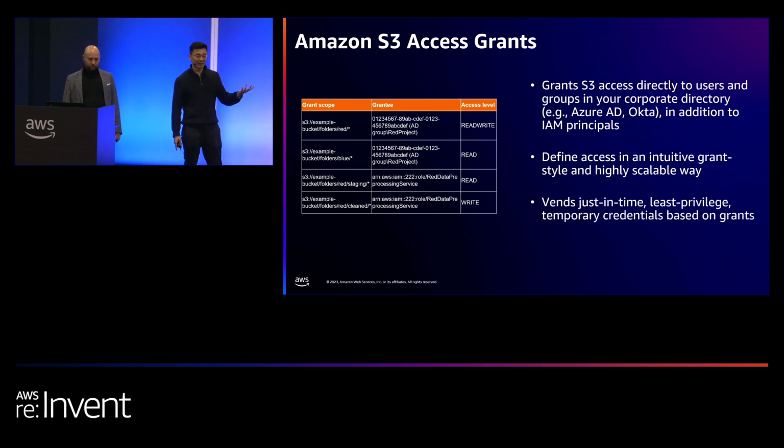And what it does behind the scene is that access grants vends just-in-time, least privilege, short-term credentials when clients need access, and that's based on the grants. It will do lookups and figure out if the request is authorized. If it is, it will authorize and give you credentials, which the client can then use to access S3.